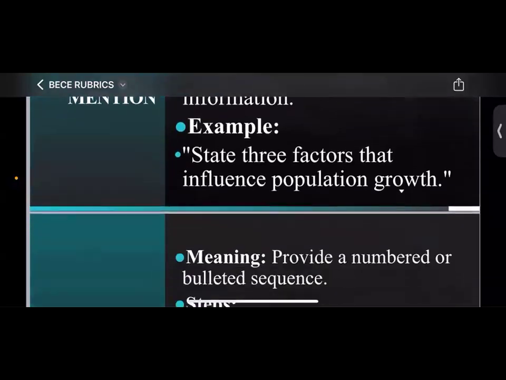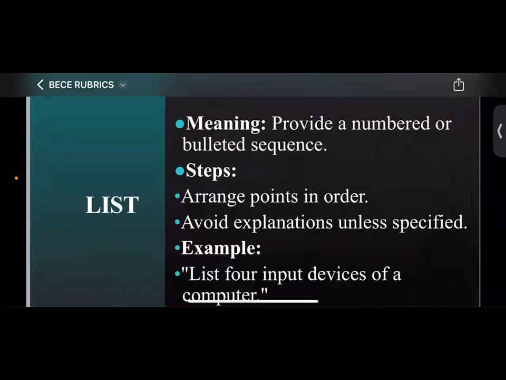So name, state, mention is the same. List is similar to name. You provide a numbered or bulleted sequence. Then you arrange the points in order. List the 8 planets in the solar system. You have to go in a particular order.